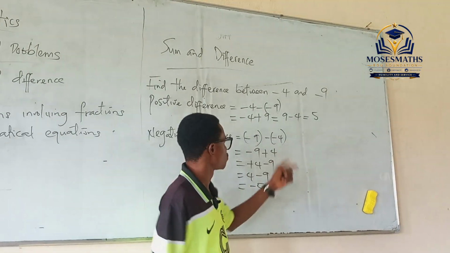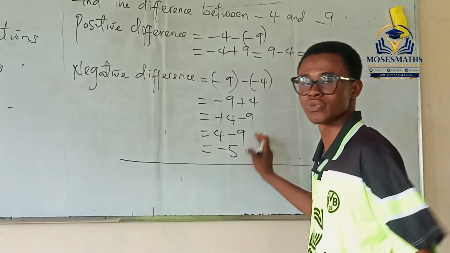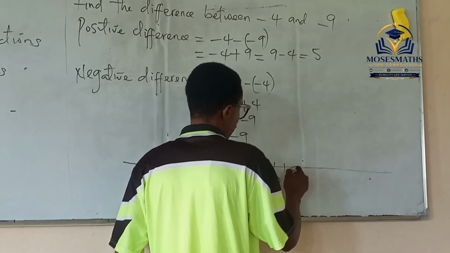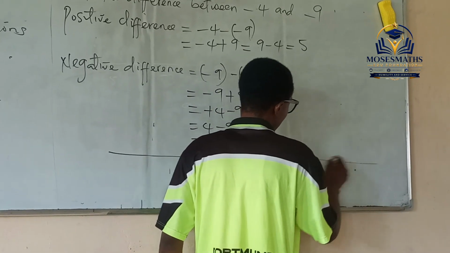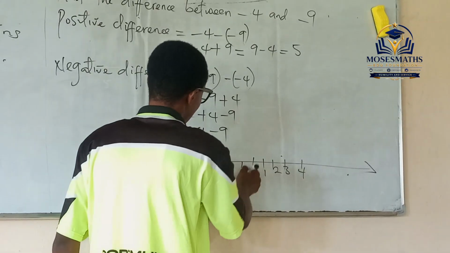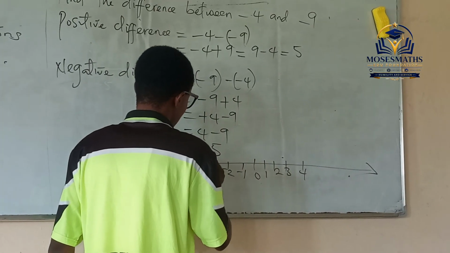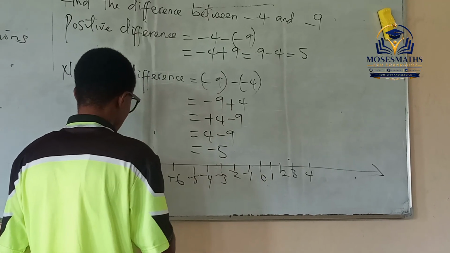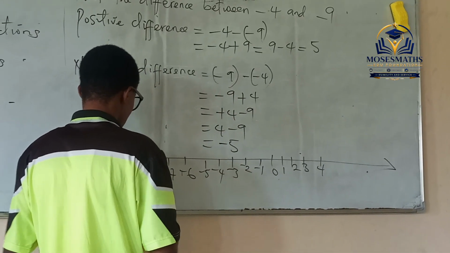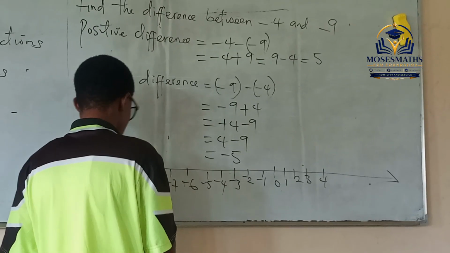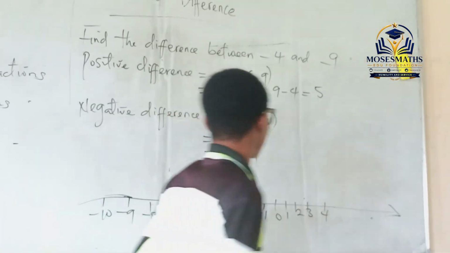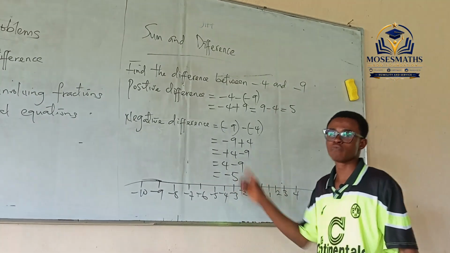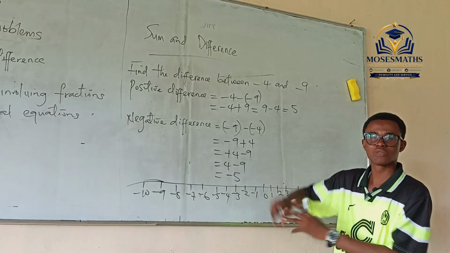If you know how to actually do it, you can use your number line to get the answer to this particular question, 4 minus 9. You need to have 0, 1, 2, 3, 4. It's increasing. You now have minus 1, minus 2, minus 3, minus 4, minus 5, minus 6, minus 7, minus 8, minus 9, increasing to minus 10. So now, 4 minus 9. This minus is telling you to move backwards. A plus means move forward.